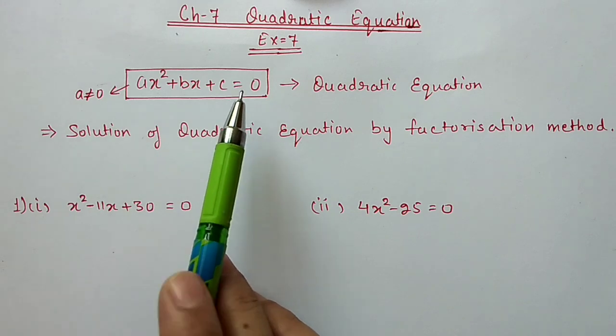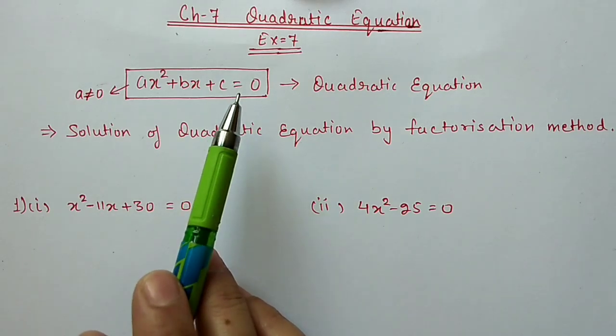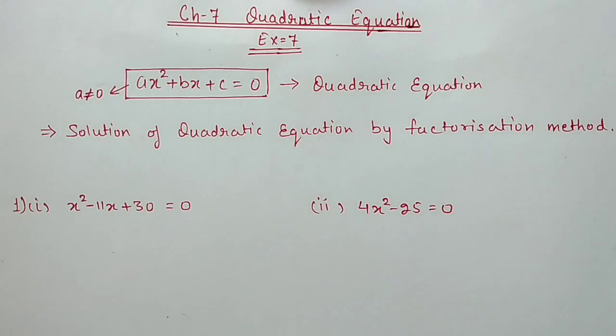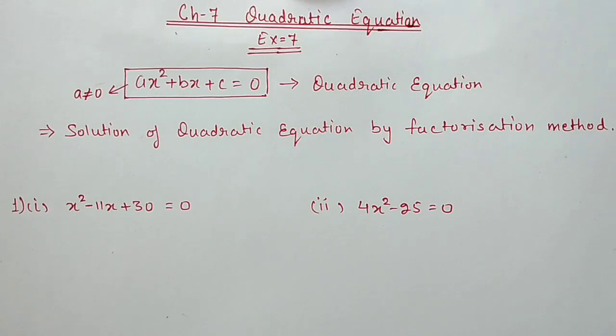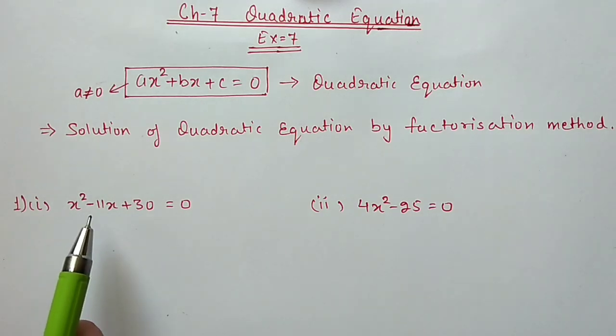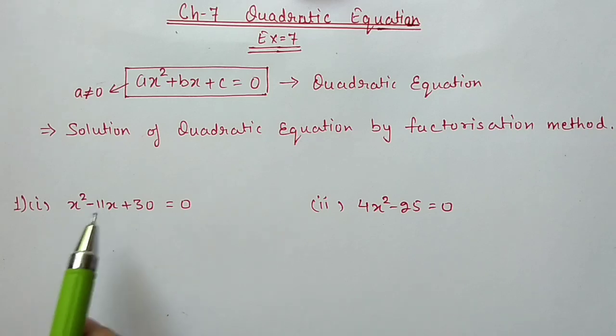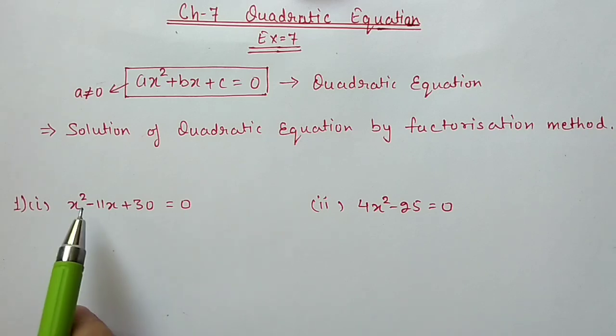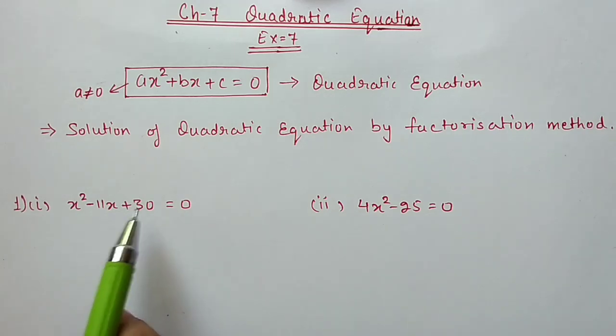In this exercise, you will learn how to solve quadratic equations with the help of factorization. So whatever we have done in the factorization chapter, trinomial factorization or factorization by identities, that we will do here again. And then with the help of that, we will find out the x value. So first question, we have x square minus 11x plus 30. First we have to arrange in order: x square, x, and without x.